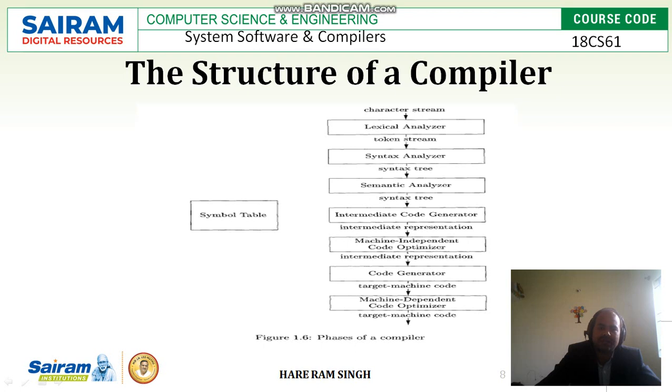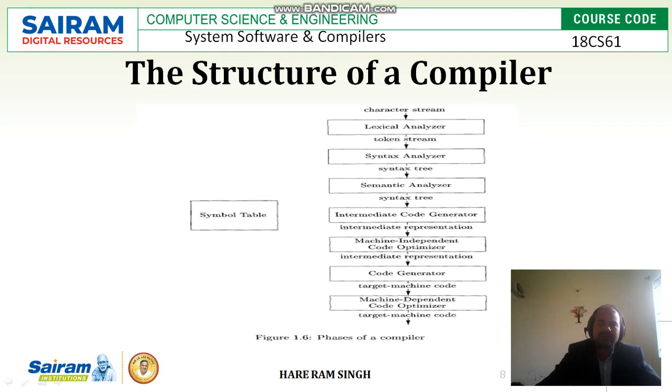Then next is the code generator. The code generator takes the intermediate representation and generates the target machine code. Next is the machine dependent code optimizer. It translates the target machine code into target machine code, I mean the final code, which will be called the assembly language.